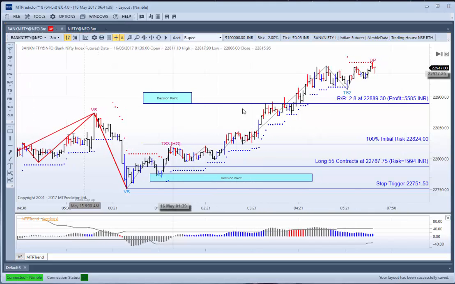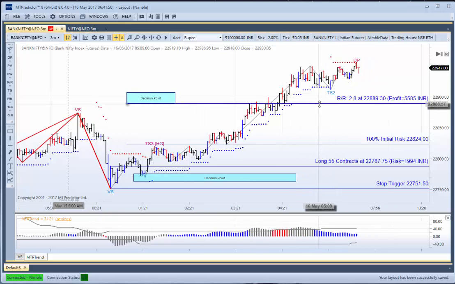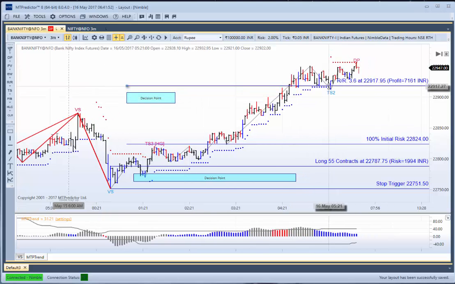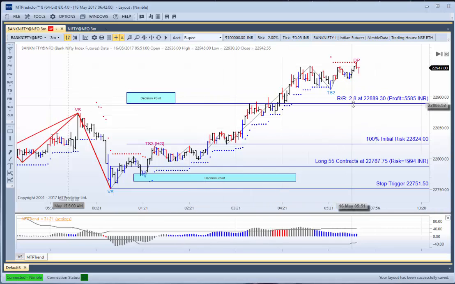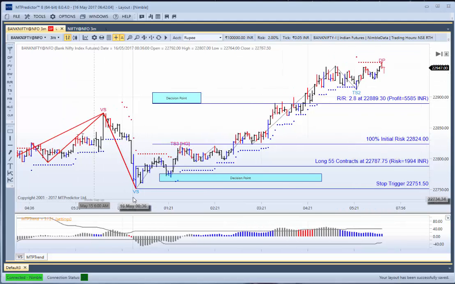This time though, when it reached the first target at that level there, you can see our MTP trend was just turning strong, so you could have used our ATR stop, which is our blue dots here, to trail your stop to then come out at that particular area there. So it would have been a very nice 3.5 hour profit. But even if you'd come out of the first target, again a 2.8 or almost 3 hour profit. And as you can see, that would have actually nailed the low of the day for you.